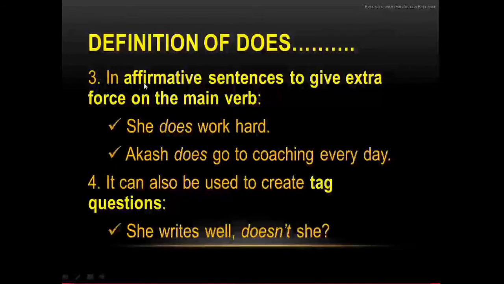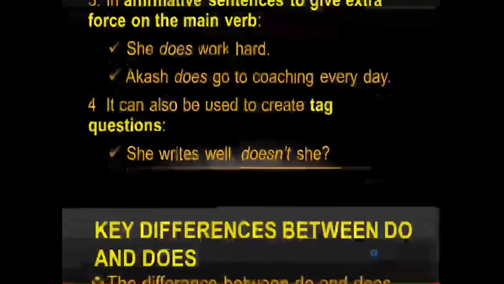3. In affirmative sentences, to give extra force on the main verb. She does work hard. Akash does go to coaching every day. 4. It can also be used to create tag questions. She writes well, doesn't she?